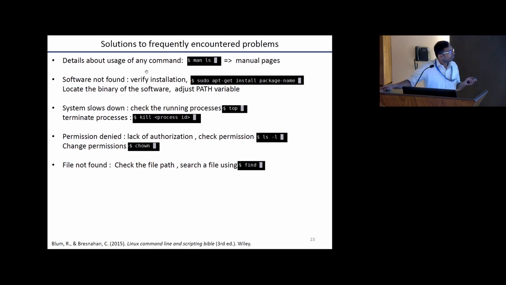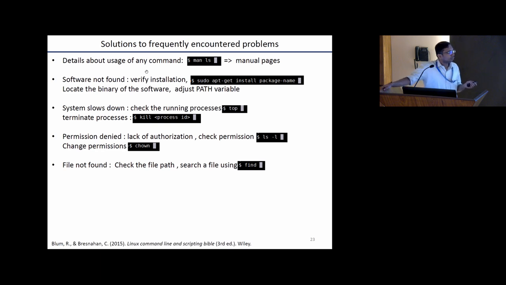Second is software not found. Software not found is a very well-known error, and for that you have to verify the installation. Again, you can use that apt-get which I told you in the slide before to actually install the software. Then once in a while your system slows down, right?